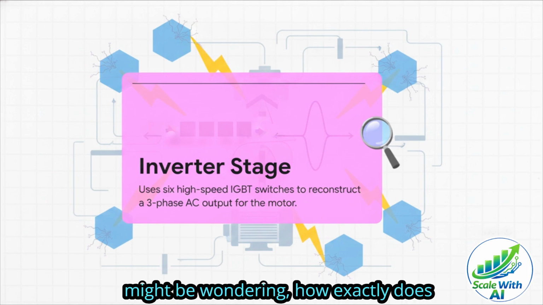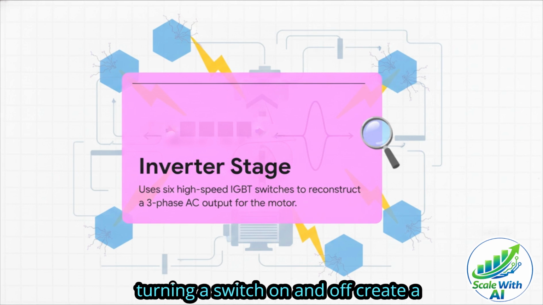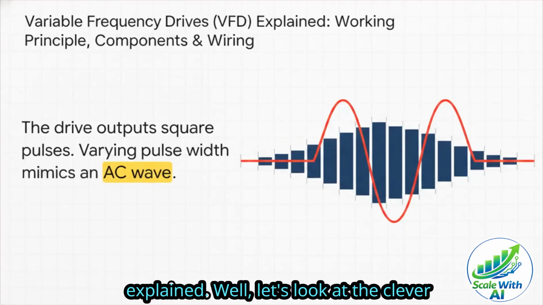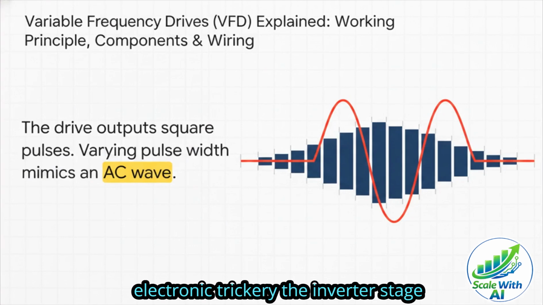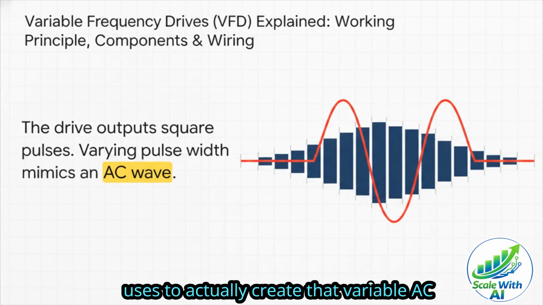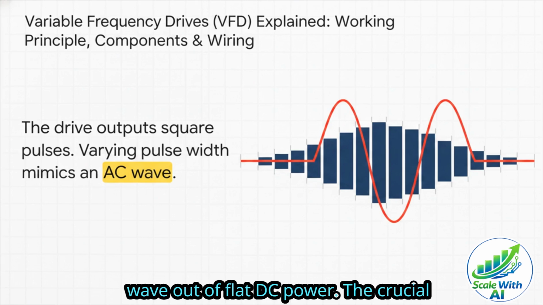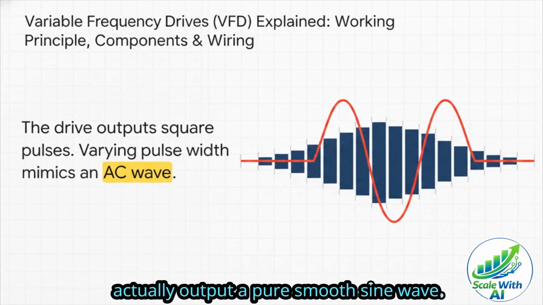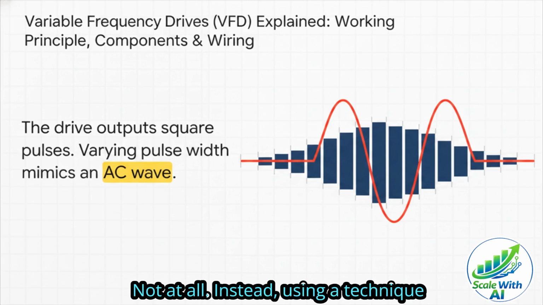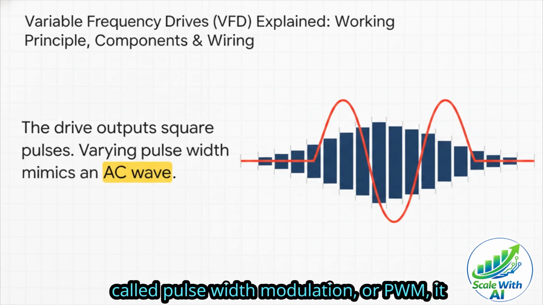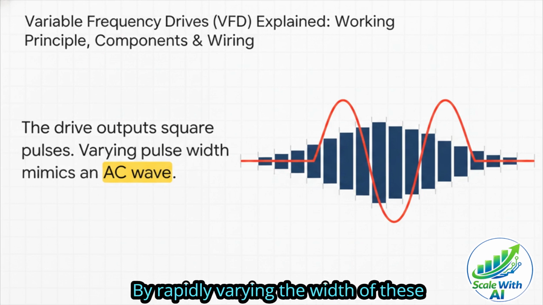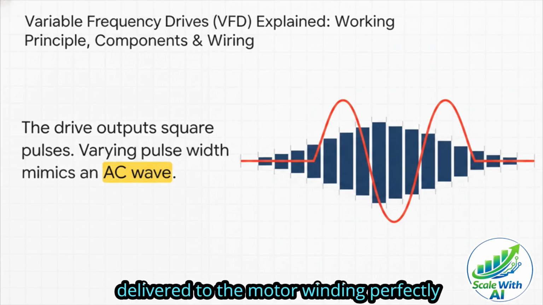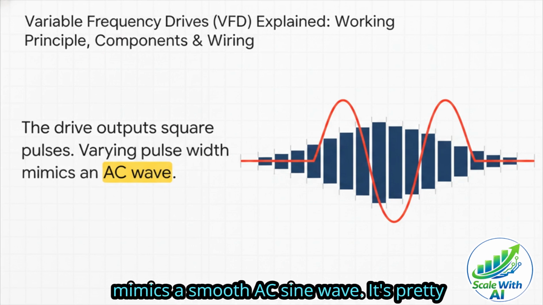But you might be wondering, how exactly does turning a switch on and off create a wave? Section 4. Pulse Width Modulation explained. Well, let's look at the clever electronic trickery the inverter stage uses to actually create that variable AC wave out of flat DC power. The crucial point here is that the drive doesn't actually output a pure, smooth sine wave. Not at all. Instead, using a technique called Pulse Width Modulation, or PWM, it outputs incredibly fast DC square pulses. By rapidly varying the width of these square pulses, the average voltage delivered to the motor winding perfectly mimics a smooth AC sine wave. It's pretty genius.